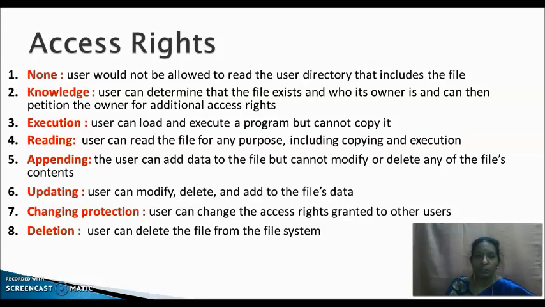None. The user would not be allowed to read the user directory that includes the file. Knowledge. The user can determine that the file exists and who the owner of the file is, and can then petition the owner for additional access rights. Execution. The user can load and execute a program but cannot copy it. Reading. The user can read the file for any purpose, including copying and execution. Appending. The user can add data to the file but cannot modify or delete anything.